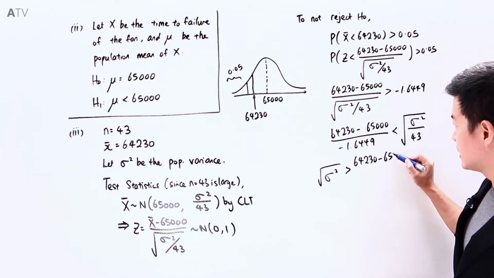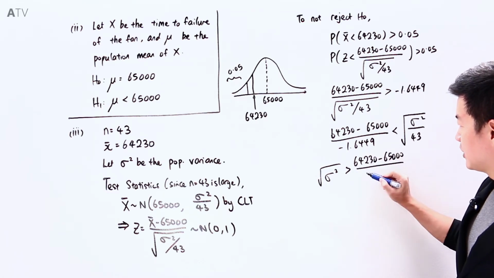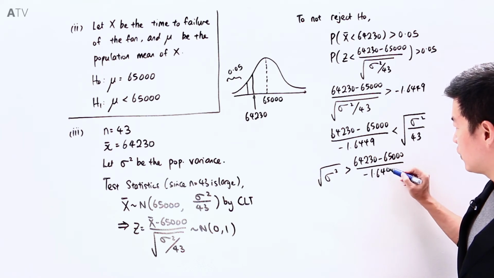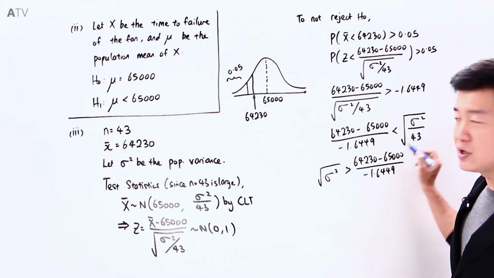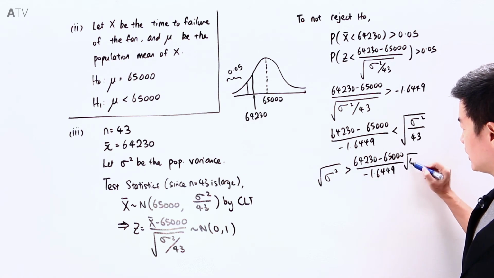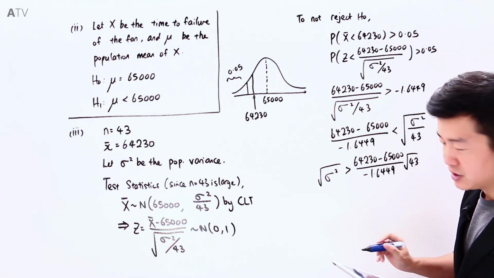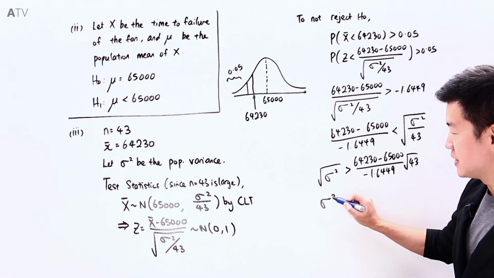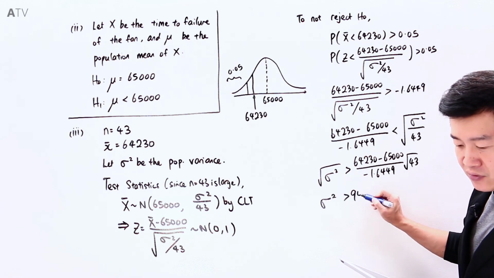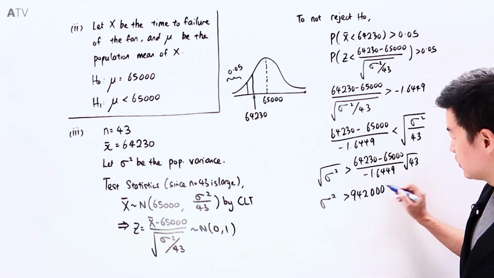64230 minus 65000, this divided by negative 1.6449. Square root of 43, let's multiply across to the other side. So here it will be a square root of 43. If I were to square both sides, that means sigma square is going to be bigger than 942,000.